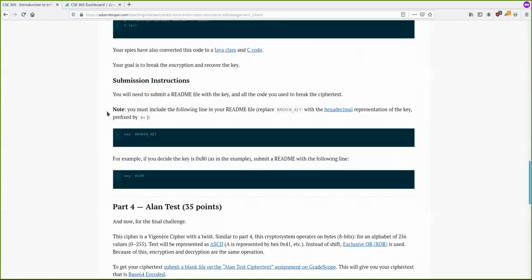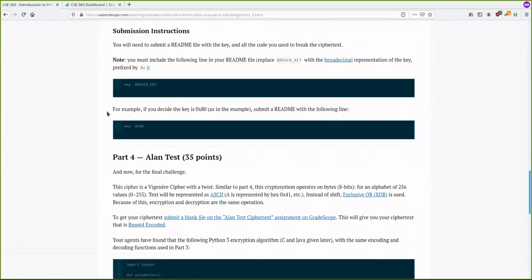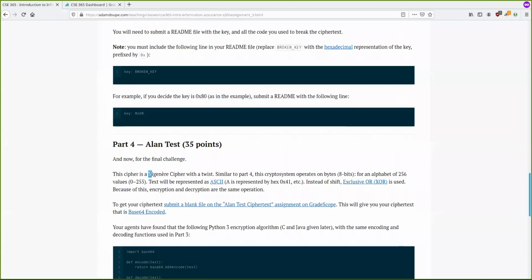Okay, moving on to part 4. Part 4 is similar to part 2. We are again giving you a ciphertext encrypted with the Vigenère cipher. However, just like in part 3, we have made a few modifications. Specifically, the crypto system also operates on a byte, just like in part 3, and we use the exclusive OR operation instead of the shift operation.